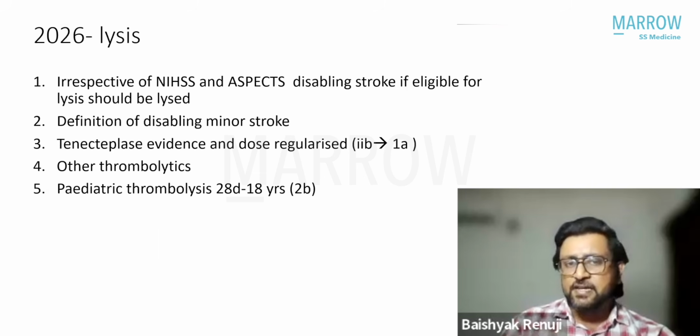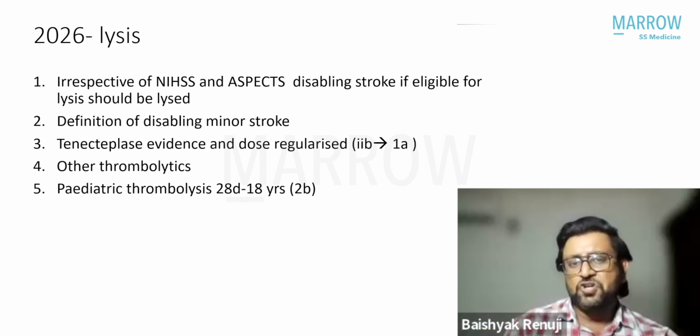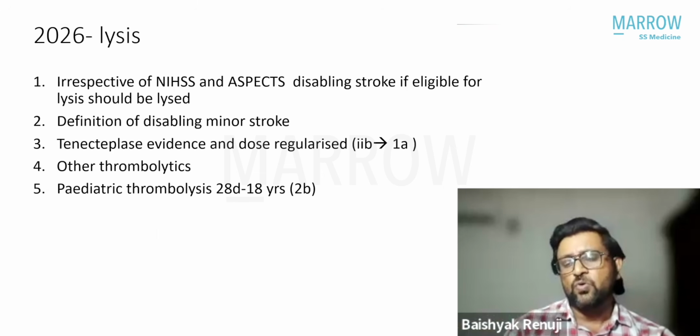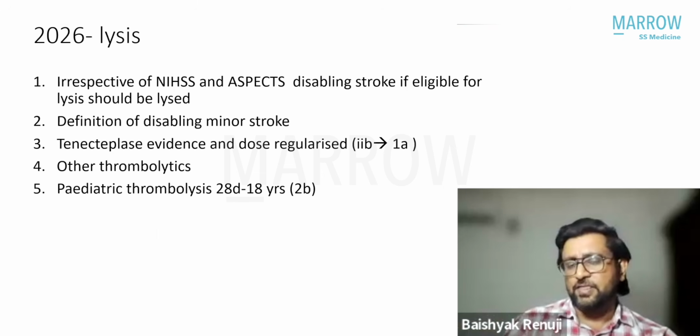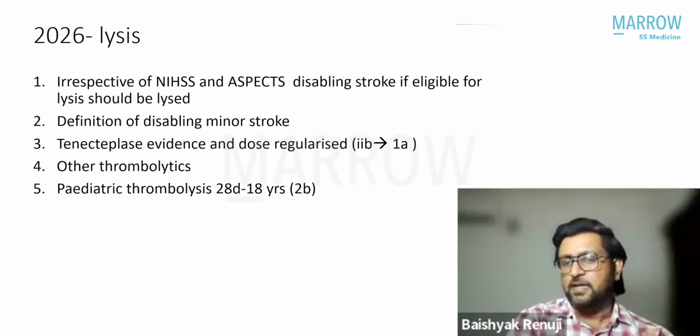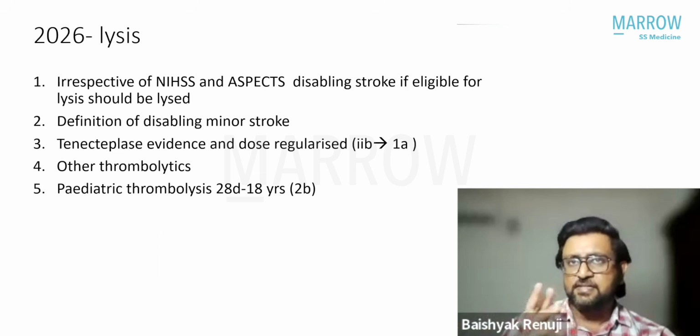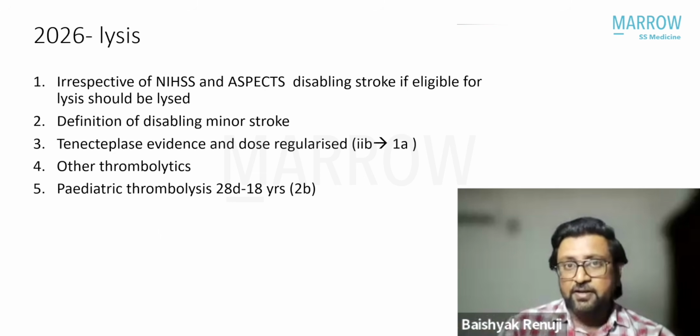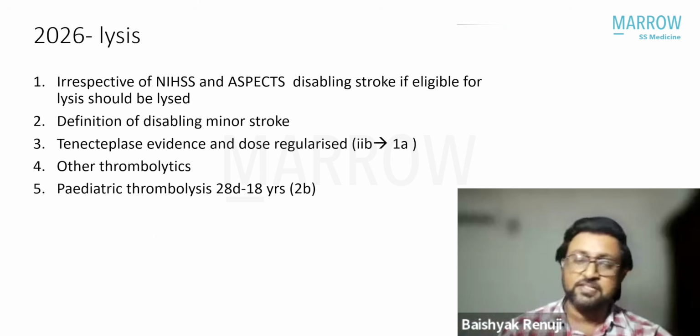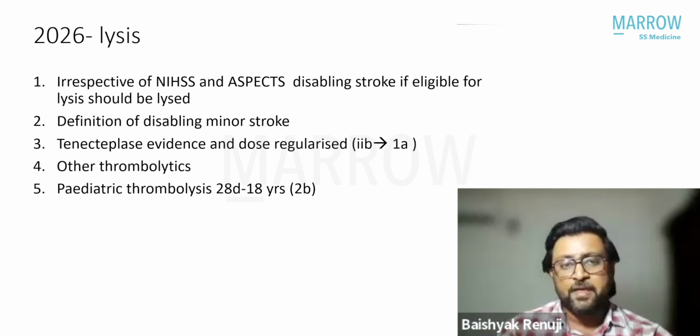Then lysis, irrespective of NIHSS or ASPECTS, a disabling stroke if eligible for lysis within 4.5 hours can be lysed. The definition of minor stroke is much clearer now. There are certain things which we discussed in the main part in the first video, that can be taken for lysis. And always assess swallowing and always assess the gait when you're dealing with a minor stroke. If basic activities are affected, then you should lyse even if the NIHSS score is less. For minor stroke, the cutoff NIHSS is 5.